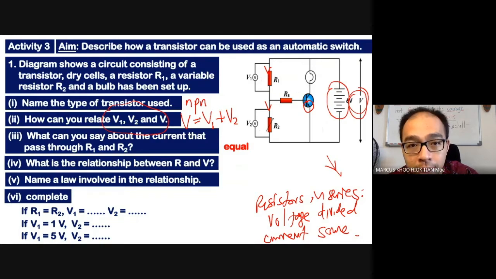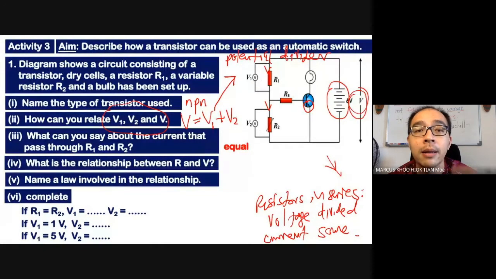And we call this a potential divider. So this is known as a potential divider circuit. Why potential divider? Apa yang kena bahagi adalah voltan. What is it called in Malay? Pembahagi, I think it's called pembahagi voltan or pembahagi keupayaan. I can't remember, but it's called a potential divider circuit.